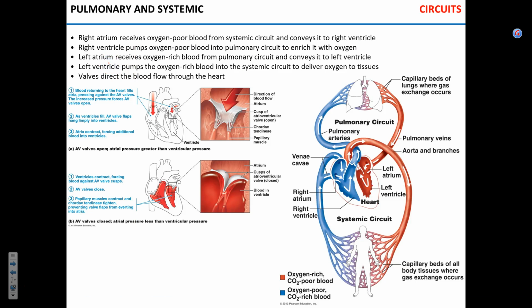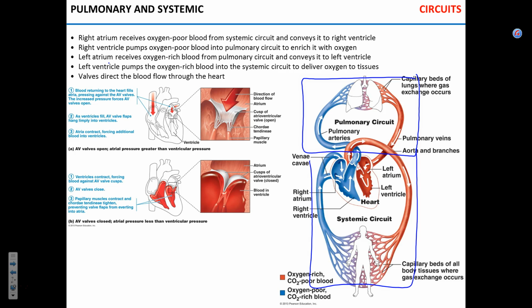Alright, I told you that it's going to be pretty short and pretty sweet. So we're going to talk about blood flow through the heart. You actually know that. So we've got two circles. We've got pulmonary and systemic.